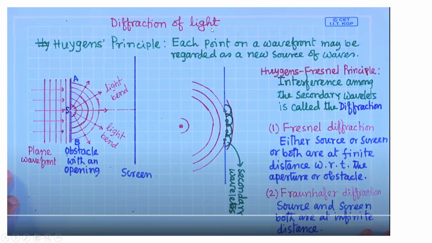Then we were discussing diffraction, another phenomenon. This is what I was telling, Huygens principle. Each point on a wavefront is regarded as a new source of waves, and that's why in Young's double slit experiment also we saw one source giving rise to two coherent sources. Then we discussed two types of diffraction, Fresnel diffraction and Fraunhofer. Where either the source or the screen, or both, are at a finite distance from the aperture or obstacle, we call it Fresnel diffraction. And when the source and screen are both at infinite distance, we call it Fraunhofer diffraction. These are the two types of diffraction.